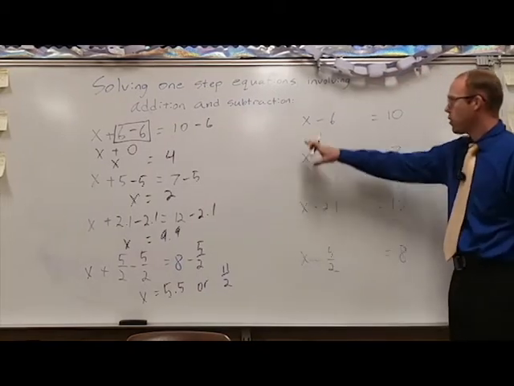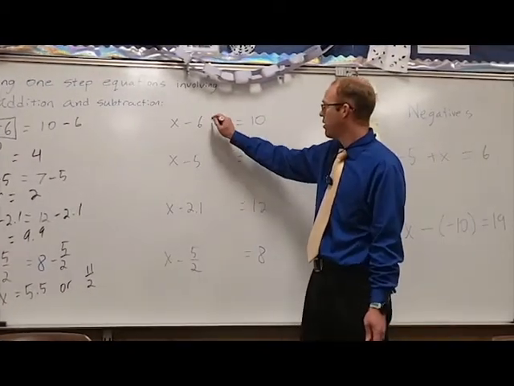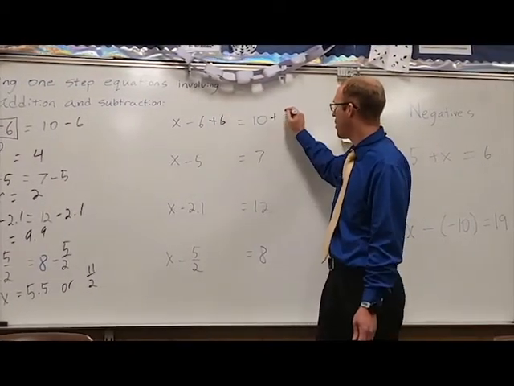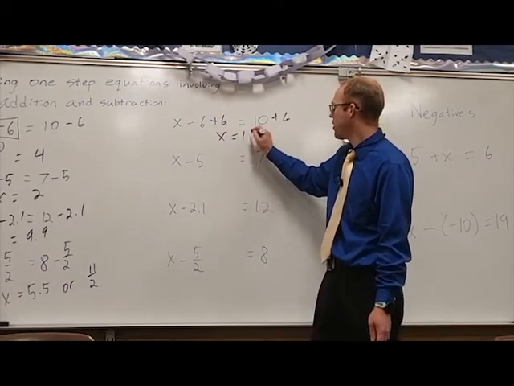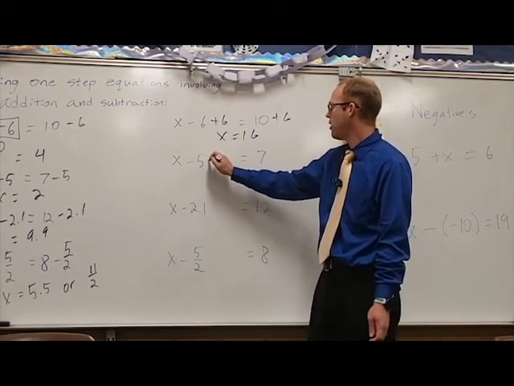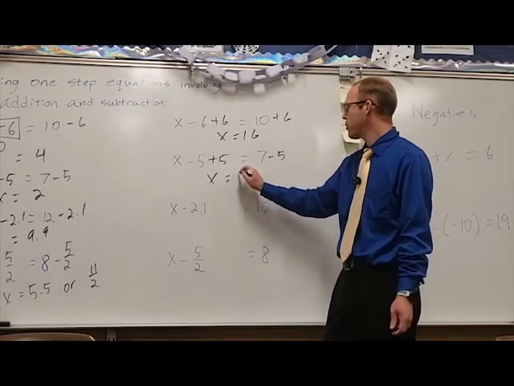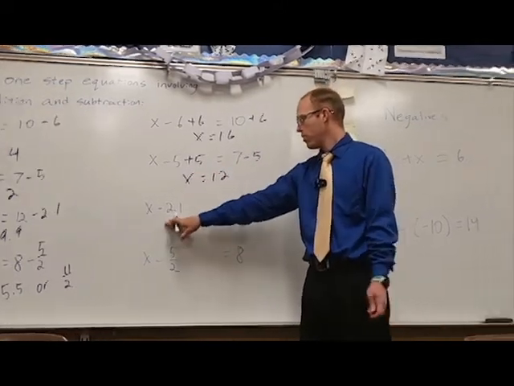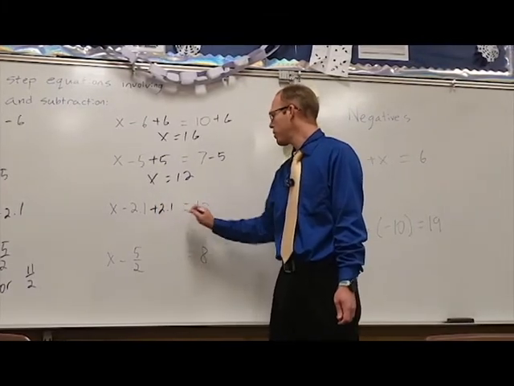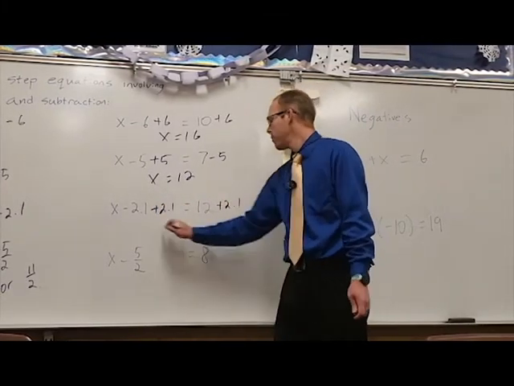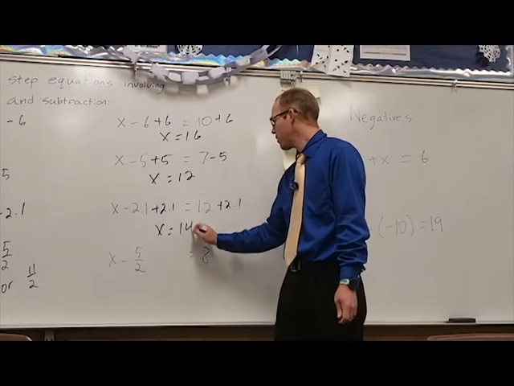Let's take a look at subtraction. If I subtract 6 and want to undo that, I'm going to just add 6 to both sides. We get x equals 16. Subtract 5, I'm going to undo that by just adding 5 to both sides. We get x equals 12. It works with decimals. We'll just add 2.1 to both sides. So I get x equals 14.1.